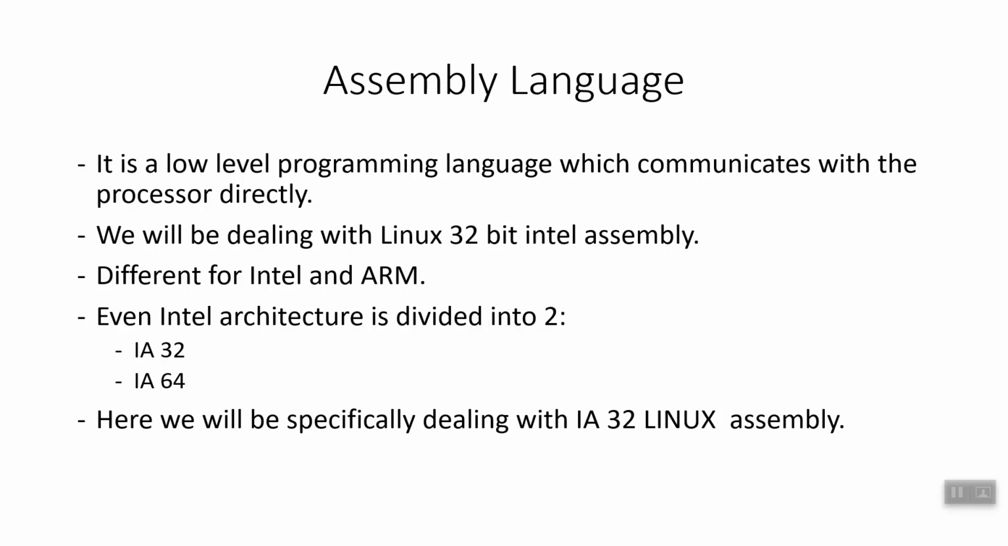But the code you write in C, C++, Java, Python, whichever language you use, has to be converted to binaries, right? If it gets converted to binaries, there is a specific path that it has to take. In the intermediary part, there comes the assembly language. It's a low level language which communicates with the processor directly.